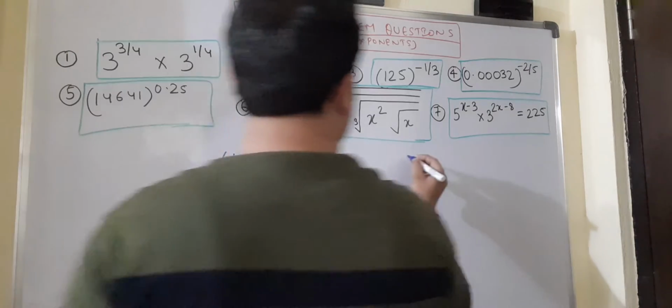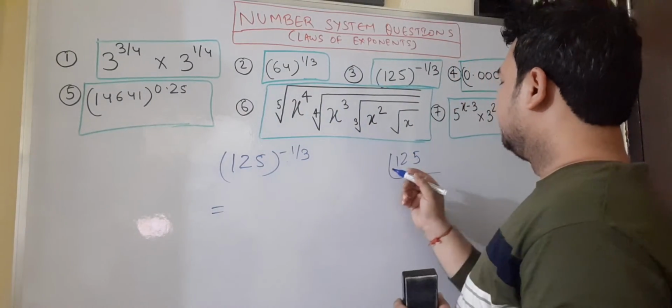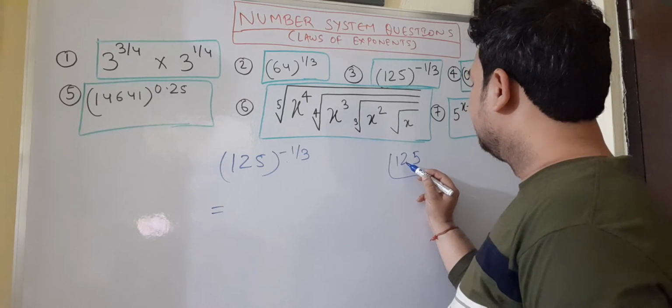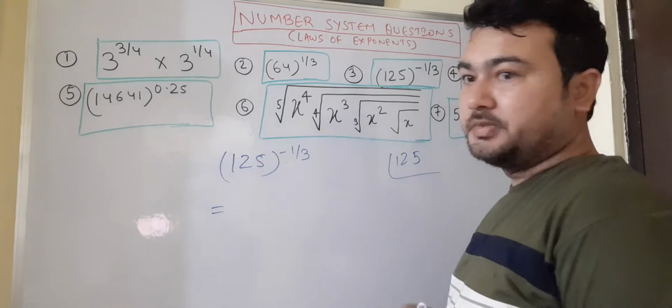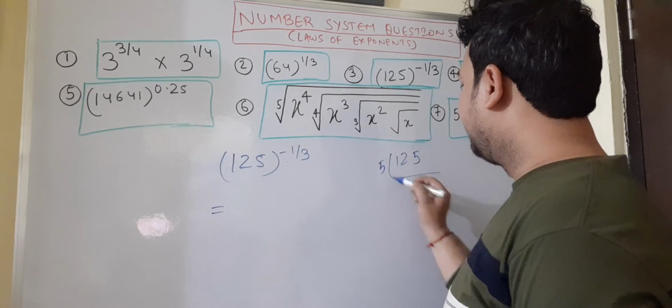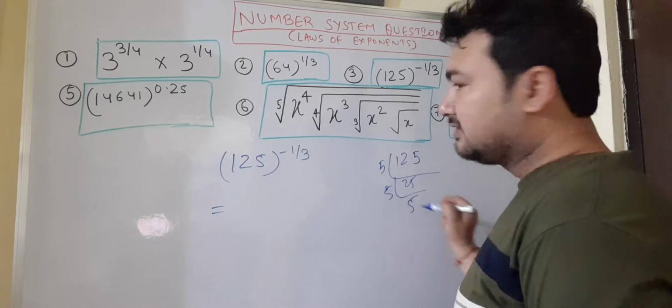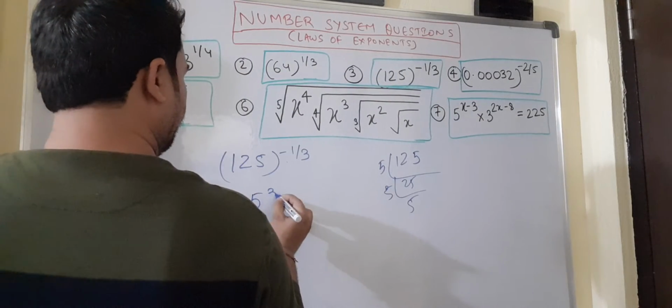See, 125. You cannot divide it by 2, you cannot divide it by 3, and 4 is also not applicable. Next one is 5. And 5 times 25, 5 times 5. So it is the cube of 5, 5 cube.